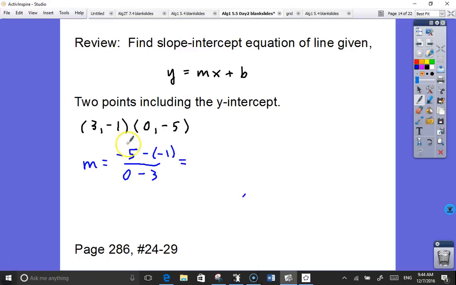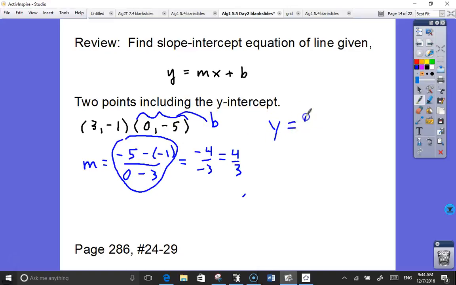So -5 minus, and this part of it, if you got all of that correct, then just put it in the calculator. You won't be wrong. Substitute it exactly like that. That should be -4 over -3, which is 4/3. Okay, so how do I know that this point is the y-intercept? Right. Any point that has x equals 0, the y value is the y-intercept. So that's going to be the b. Y equals 4/3 x minus 5. Okay. So again, the problems, if you wanted to practice that, page 286, 24 to 29.